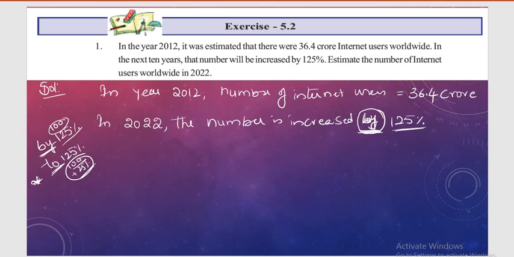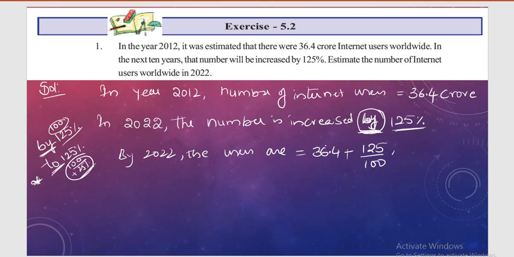The number is increased by 125%, no? "By" means to 100% we will be adding this 125. In 2022 the users are given by, so how can we do it? For 100 we need to add 125, no? So if for 100 you add 125, what will happen? Already how many members are there? 36.4 crores already there.